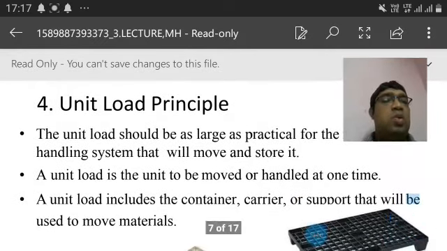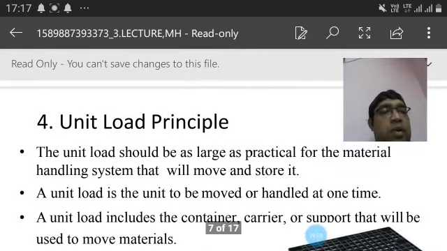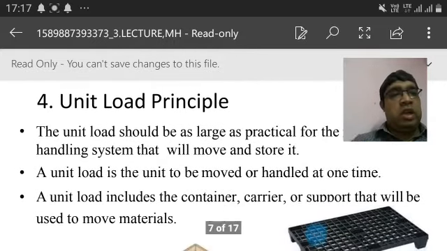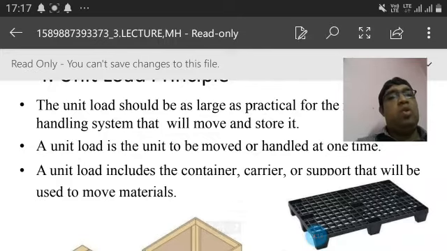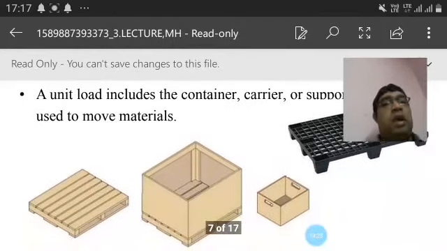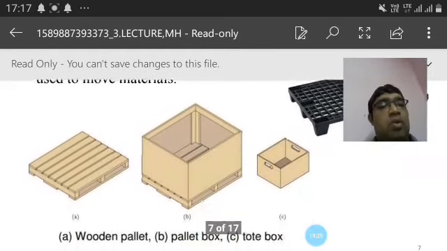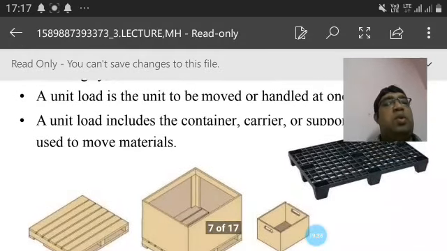The unit load should be as large as practical for the materials handling system that will move and store it, and a unit load is a unit to be moved or handled at one time. A unit load includes the container, carrier or support that will be used to move the material. You can see different types of skid pallets, a wooden pallet box, and a tote box, and you have to consider all of these.